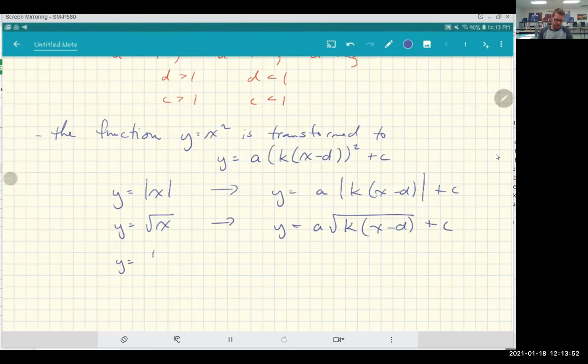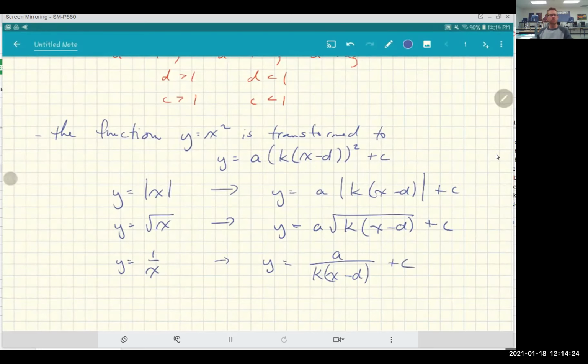The last one we looked at is the rational function, or the reciprocal function, if you prefer, and we write it this way. Again, we have an x, and k is going to be a multiplier. d is going to be subtracted from the x. a is going to be a multiplier that goes in front of the whole thing, or I actually write it on top most of the time because that's where it ends up when you multiply it times the fraction. And then we have plus c here.